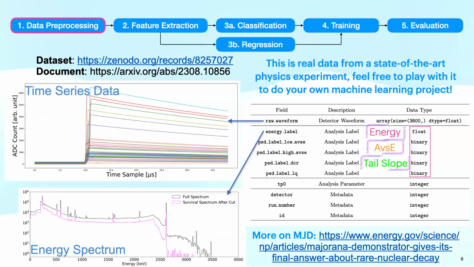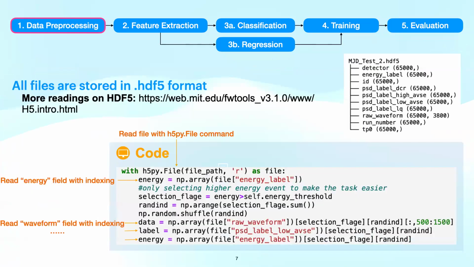So for energy, you have a floating point number, so it can be anything. It can be 3 MeV, 5 MeV, 0.2 MeV, anything. But for the PSD label, it's basically binary. It's either 0 or 1. If it's 0, it means this event is a background. If it's 1, it means this event is a signal. So for each waveform, we also release all of these very useful analysis labels for you to train your machine learning model.